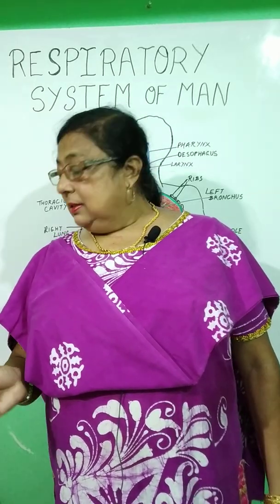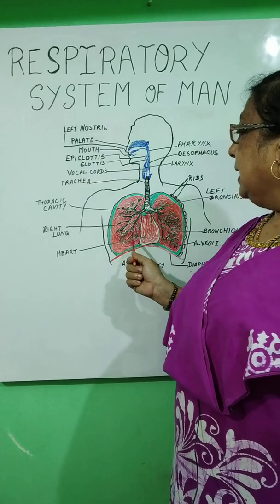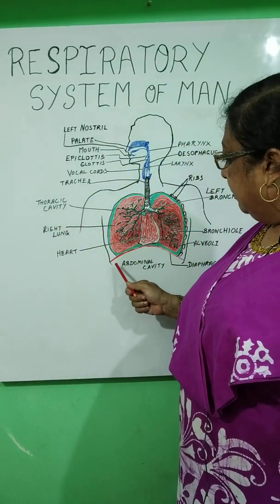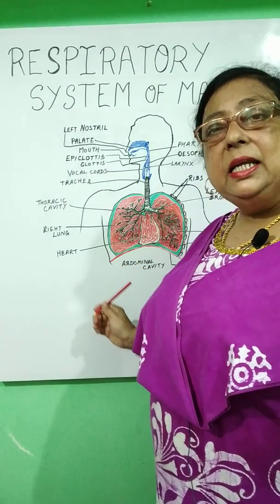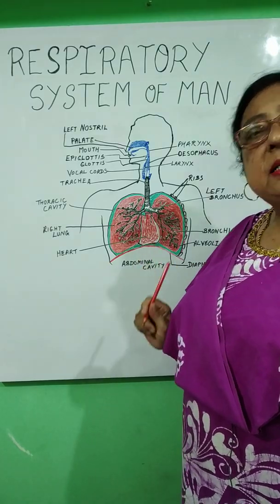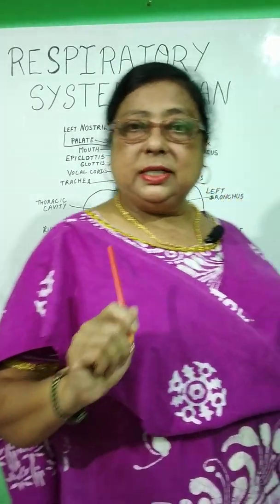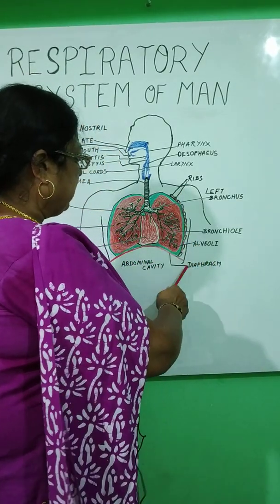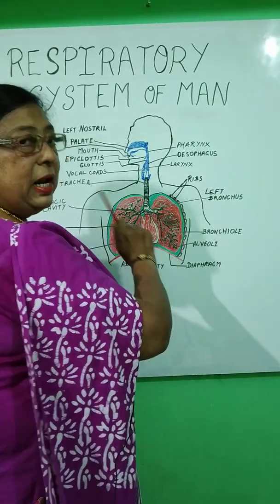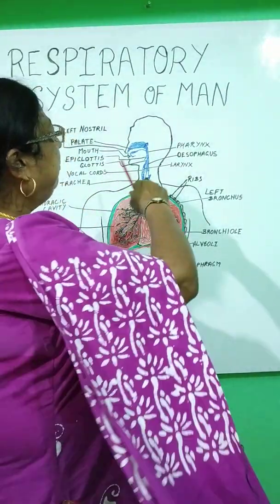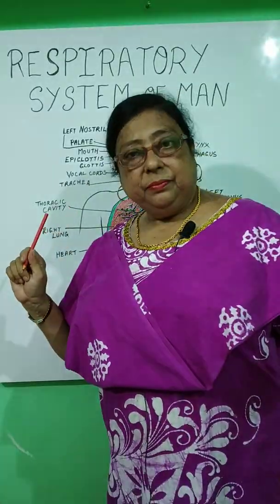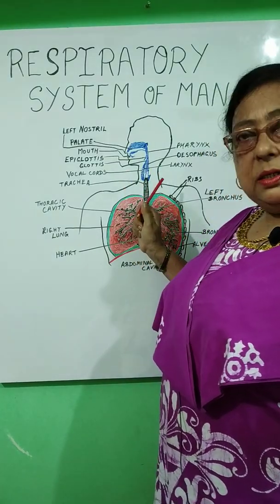And these lungs lie in the thoracic cavity. This is the thoracic cavity, and it is separated from the abdominal cavity with the help of a thin muscular structure, which is known as the diaphragm. You have learnt earlier about the diaphragm. So there is a thin muscular structure separating the thoracic cavity from the abdominal cavity, and the lungs lie in the thoracic cavity. Now these are the various parts of the respiratory system in the upper part of our bodies.